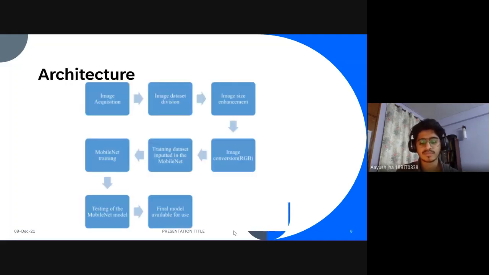Now the architecture. The architecture of our project is simple. At first, we take the image, then the data set of the image is divided. The size of the image is enhanced to cater to the needs of the algorithm. The image is then converted into RGB. The training dataset is then inputted in the MobileNet. The MobileNet is trained for a certain number of epochs. Testing of the MobileNet is done on some testing images, and the final model is available for use.